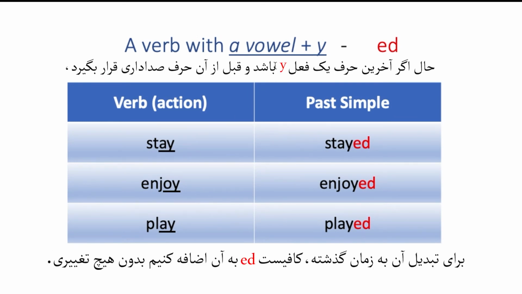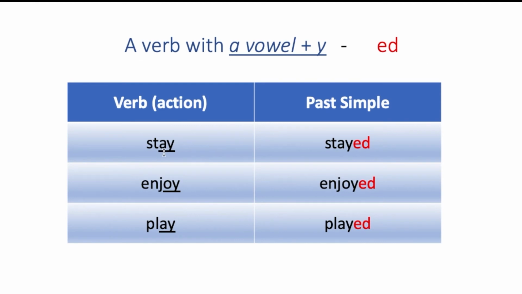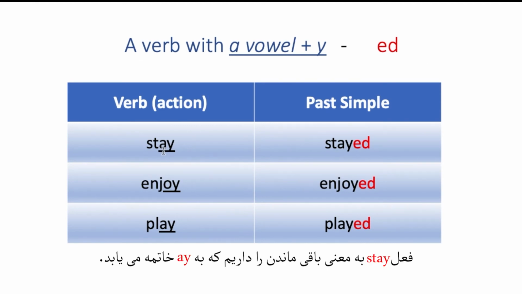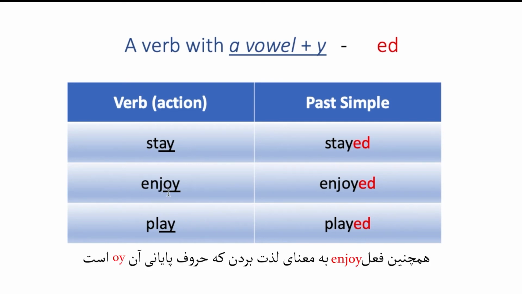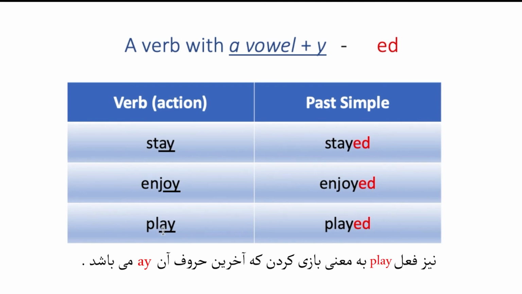If the verb finishes with vowel and Y, then just ED. Okay, so here stay, A is a vowel and Y, so vowel Y, just ED, stayed. Okay, and enjoy, O is a vowel and Y, so past simple, enjoyed, ED. And play, A is a vowel and Y, so vowel Y, then played, just ED.